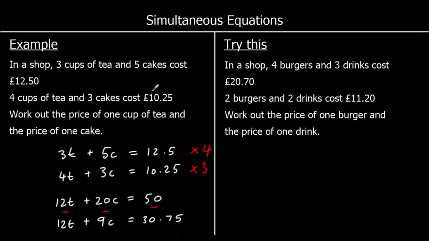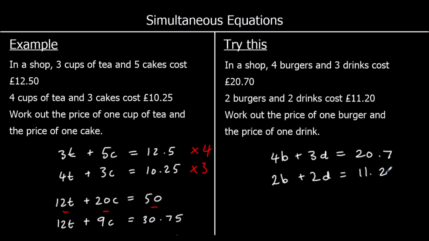Okay, one of these for you to try. So this time we've got burgers and drinks, but it's the same thing. 4 burgers and 3 drinks. So 4B and 3D is £20.70. And 2 burgers and 2 drinks are £11.20.